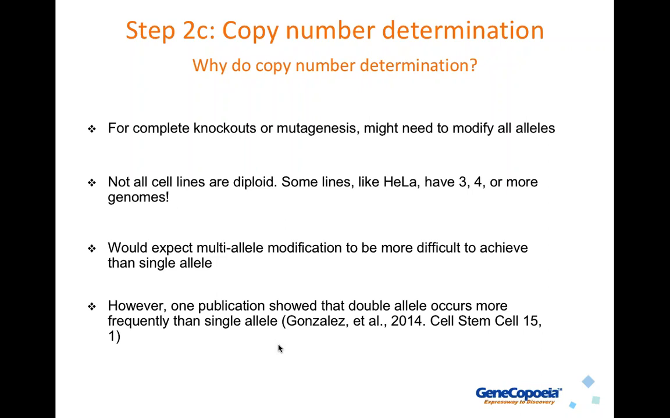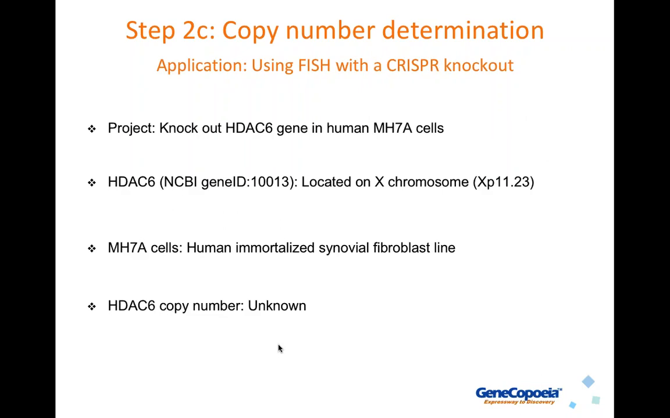Nevertheless, and we have seen this, you can get single clones from cell lines that have been treated with CRISPR that have 1, 2, 3, or all possible combinations of gene modifications. So we strongly recommend determining the number of copies that your gene is present in your cell line while you're doing your functional validation. And the best way to do that, we feel, is using fluorescence in situ hybridization, or FISH.